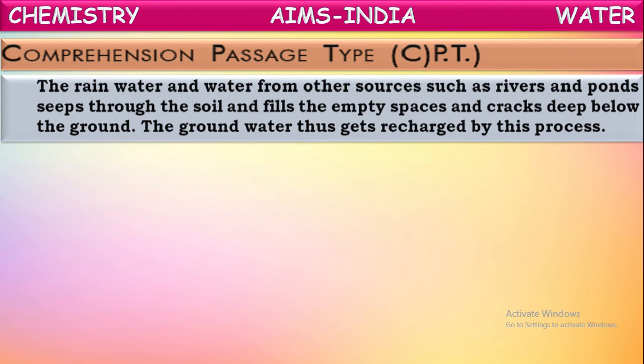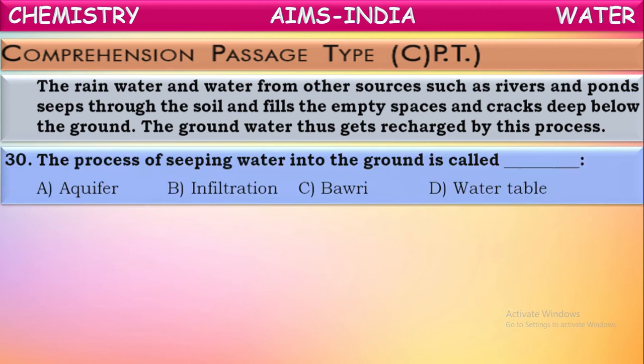Yes, when it rains, what happens? Water seeps into the soil and enters the layers of the earth where it reaches the rocky layer. On the rocky layer, this water will be available. That water under the layers of the earth is called groundwater. In this way, by the rainwater and from other sources, groundwater will be recharged. Right? Now let us see some questions based upon this.